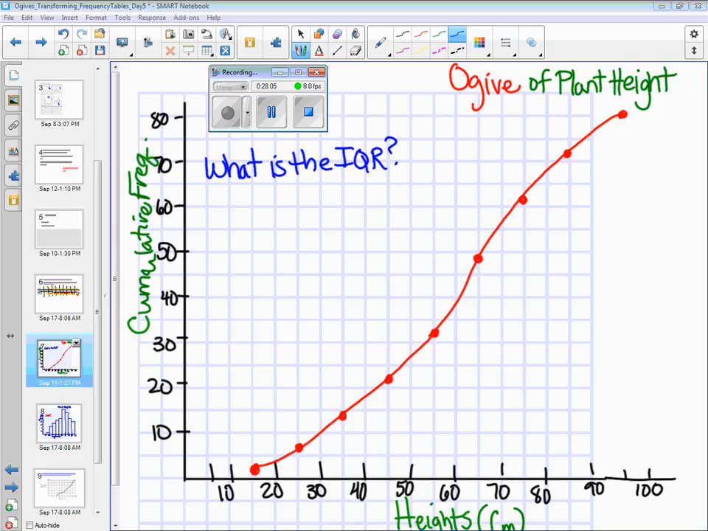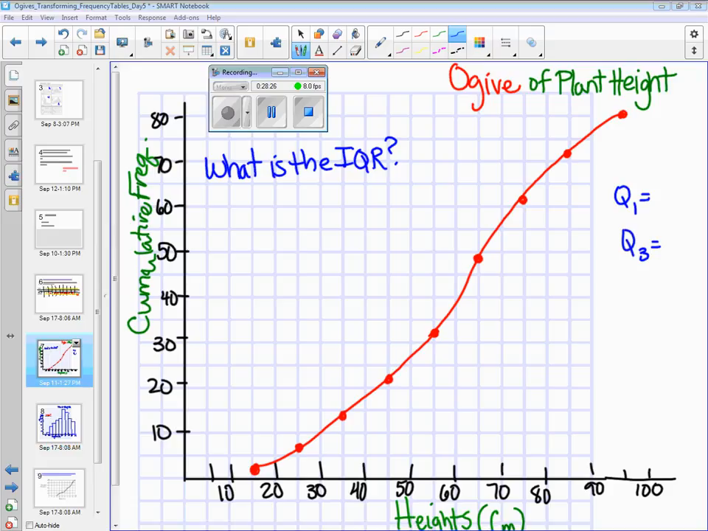So, what information do I need to answer the question? I need to know what quartile 1 is and what quartile 3 is. All right? So let's answer those questions. Quartile 1 is something and quartile 3 is something.